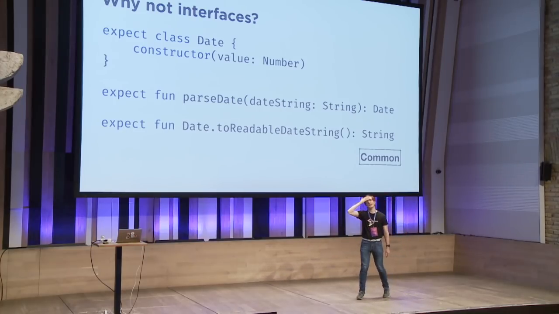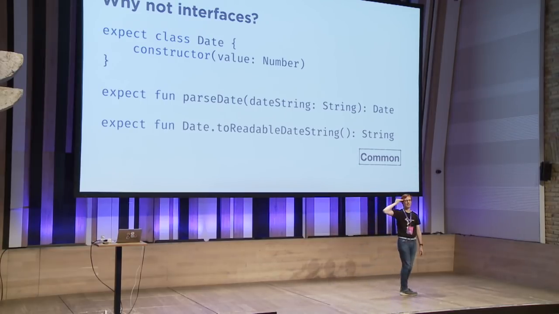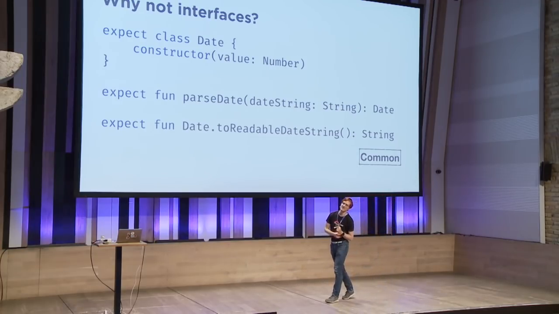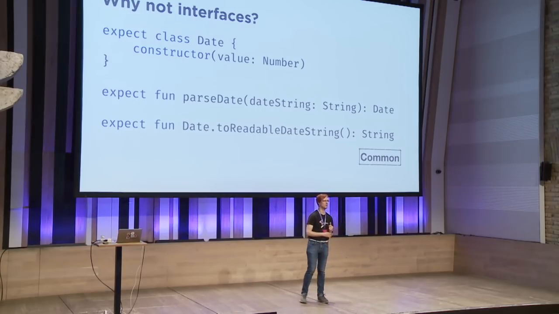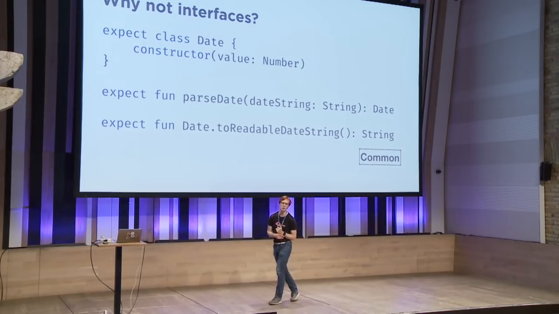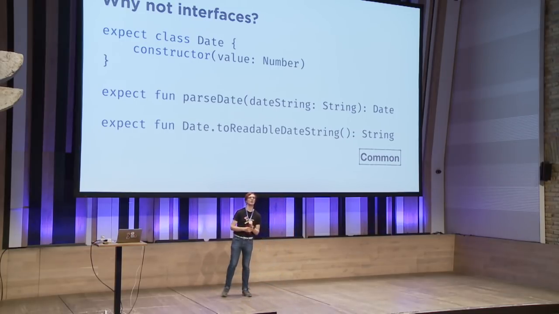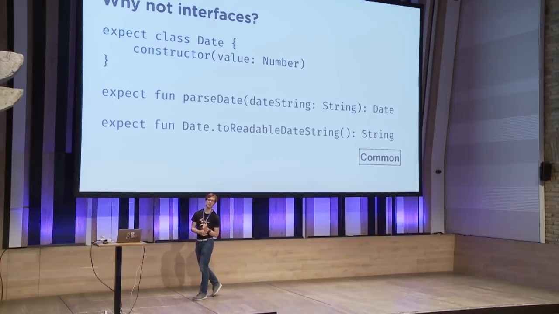We can also declare expected top-level functions and extension functions. So we can say that the platform code is expected to have a top-level parse-date function. And you cannot express this as an interface member. And for example, the Coroutines library relies very heavily on top-level functions, so we did not want to restrict ourselves to having interface members because this would just really hurt the readability and usability of the Coroutines library.